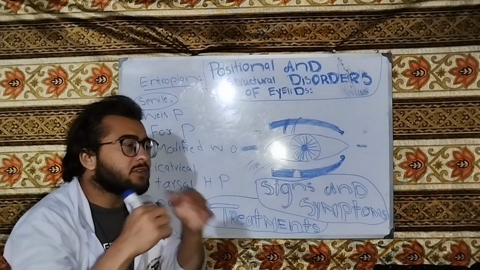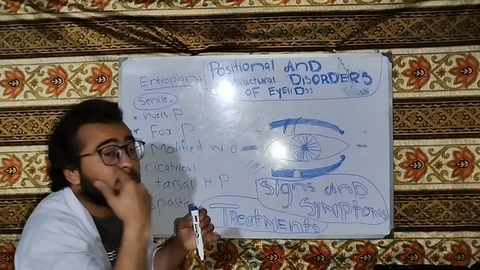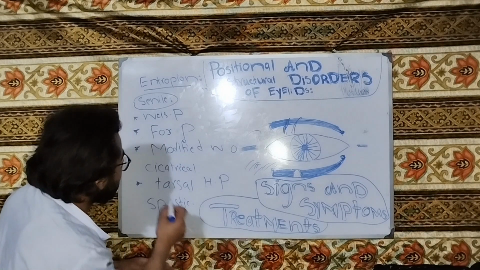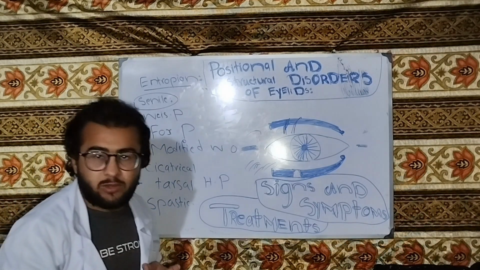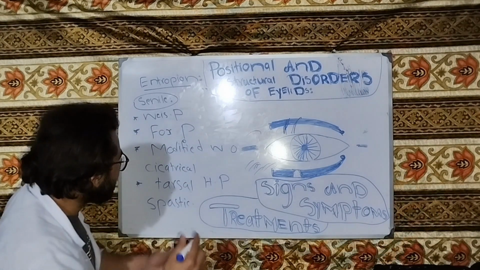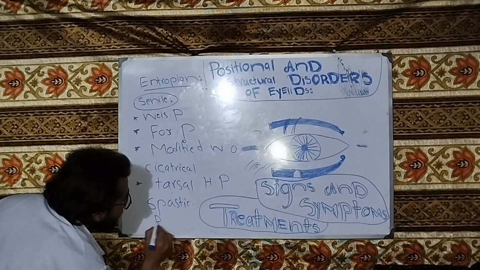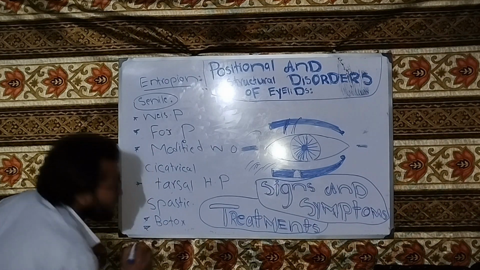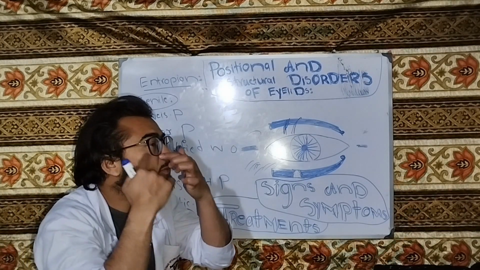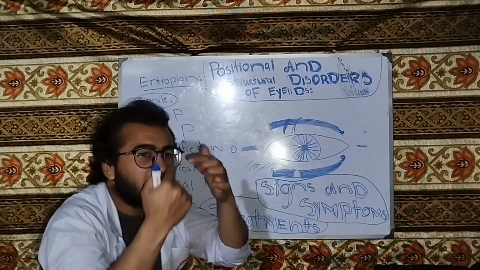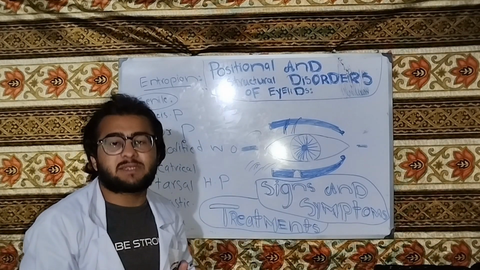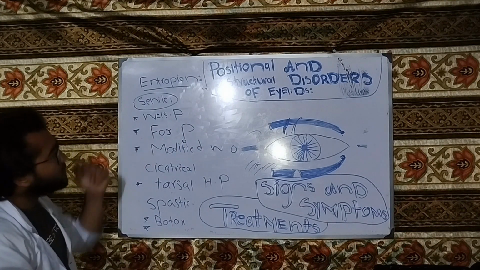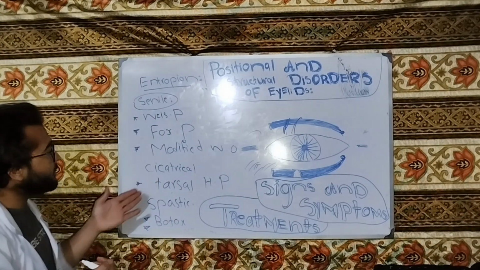If we inject the botulinum toxin, the muscle will be paralyzed and the spastic entropion will be improved. But in patients who do not respond to Botox, the treatment option is myomectomy. In myomectomy, we remove the palpebral part of the orbicularis oculi muscle from the patient. So these were the treatment options for the different types of entropion.